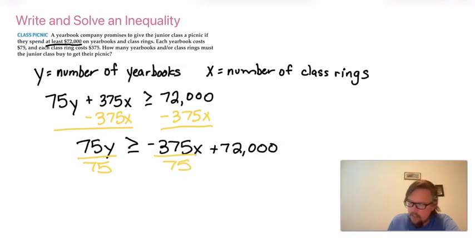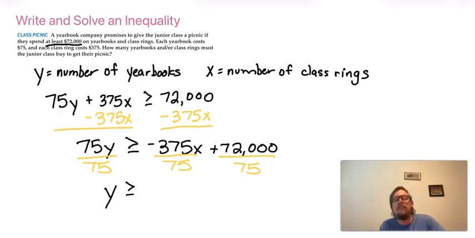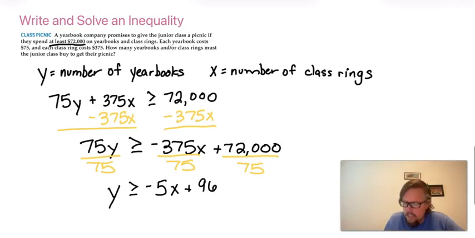Divide everything by 75. Okay, so I know 75y divided by 75 is y, and I know I don't have to flip the inequality symbol because I'm dividing by a positive, but I'm going to need a calculator for everything else. So let me go ahead and grab my calculator, and I'll do 375 divided by 75, and that gives me 5. And then I'll do 72,000 divided by 75, and that gives me 960.